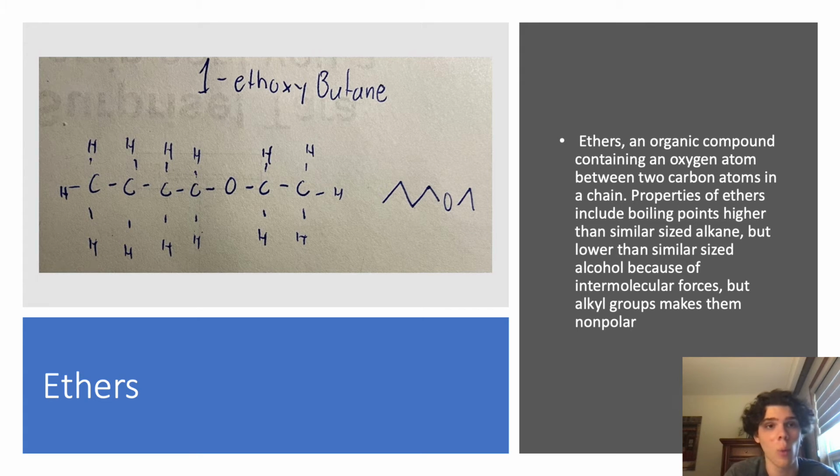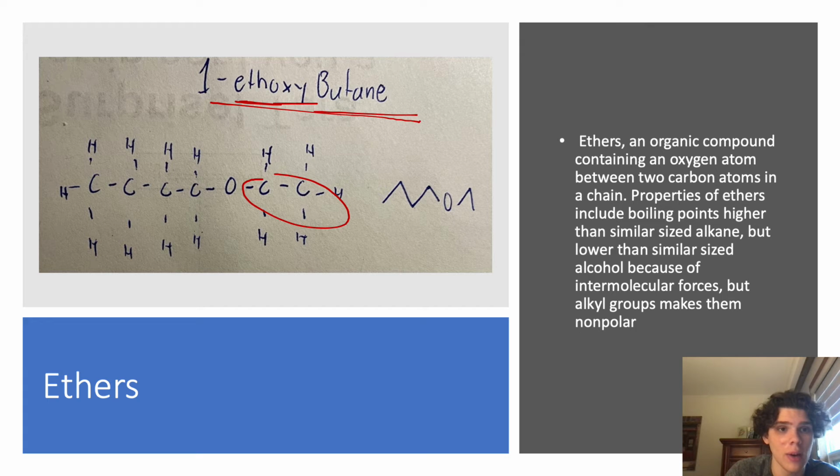So here we have 1-ethoxybutane, and we can see that the shorter chain clearly is ethyl, and you add -oxy because it's the shorter chain, making it ethoxy, and then we have butane, which is 4 carbons over here, and it's attached on the first carbon, the O.